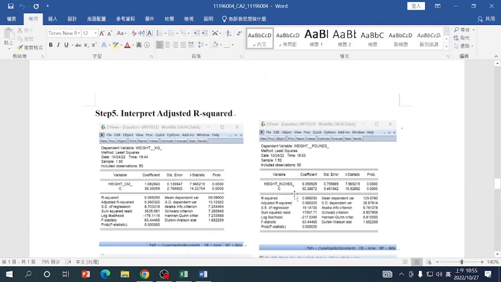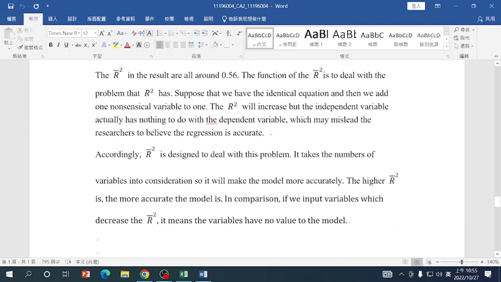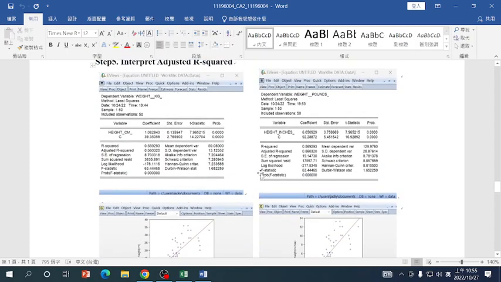So in step 5, interpret R bar square. The R bar square we get is the same, 0.56. The meaning of R bar square is to deal with the problem that R square has. Excuse me, the official name is adjusted R square. In our textbook they use R bar square, but some books use R with a subscript A squared. No matter the notation, the official name is adjusted R square, so it's better to use adjusted R square.